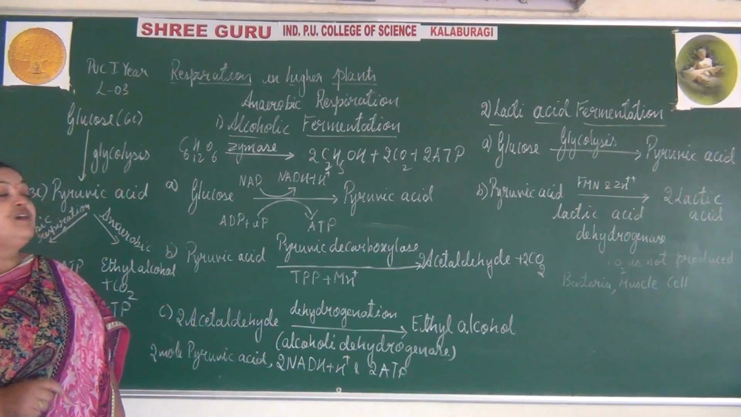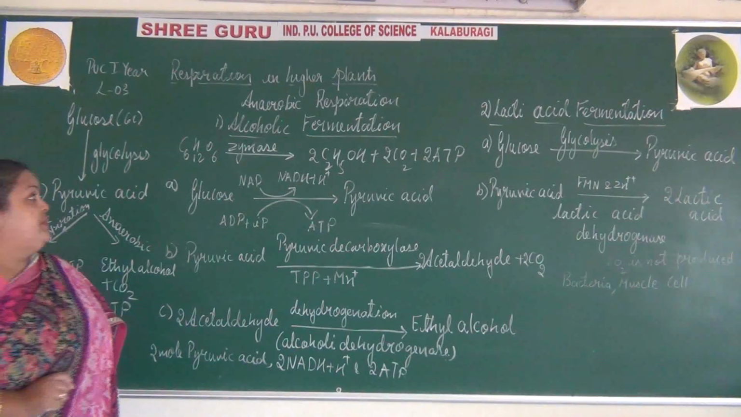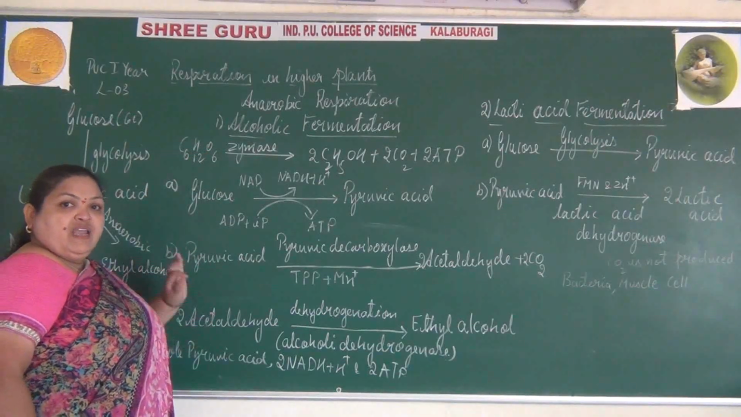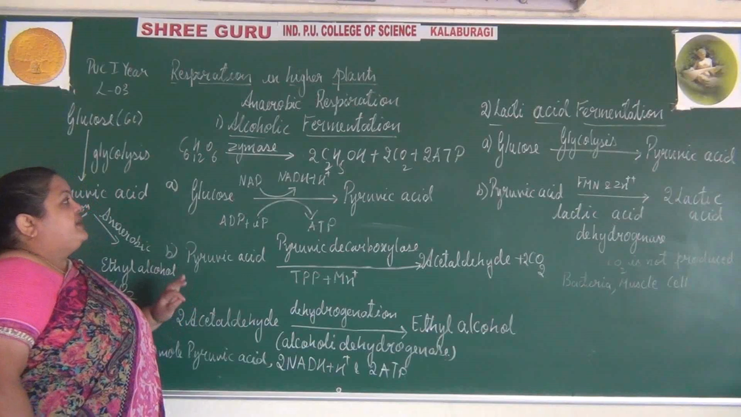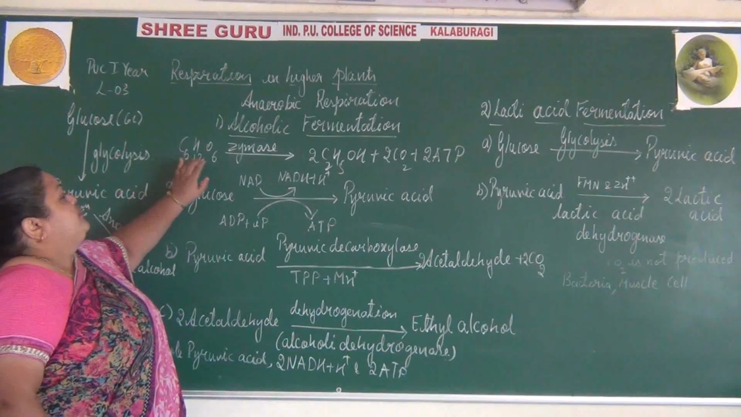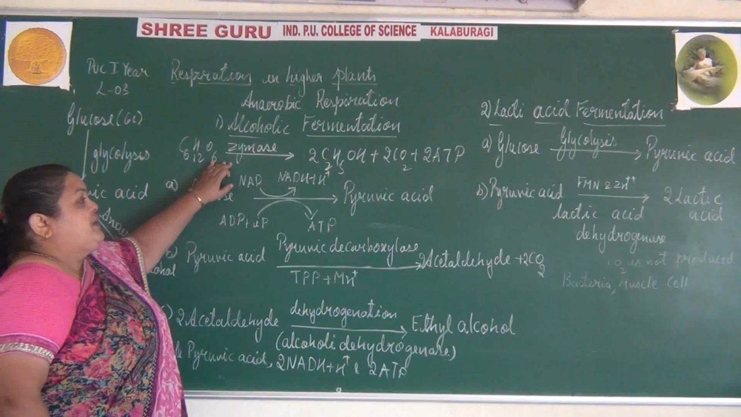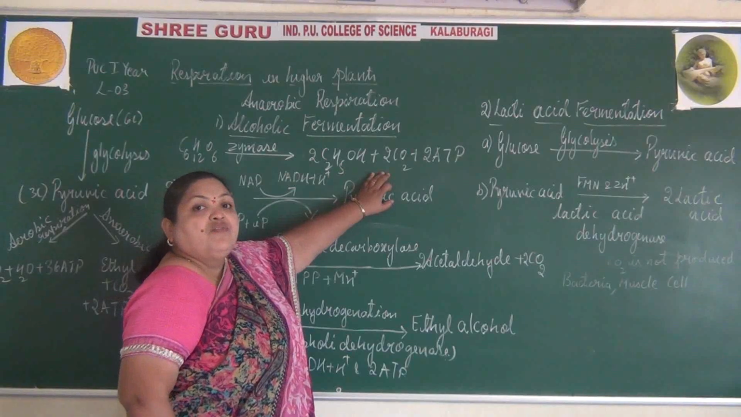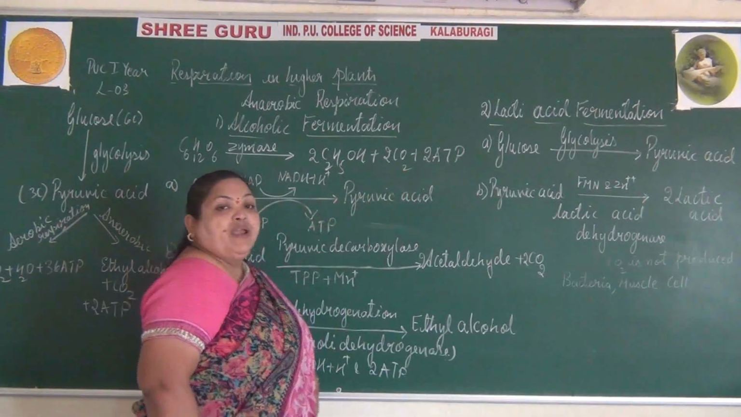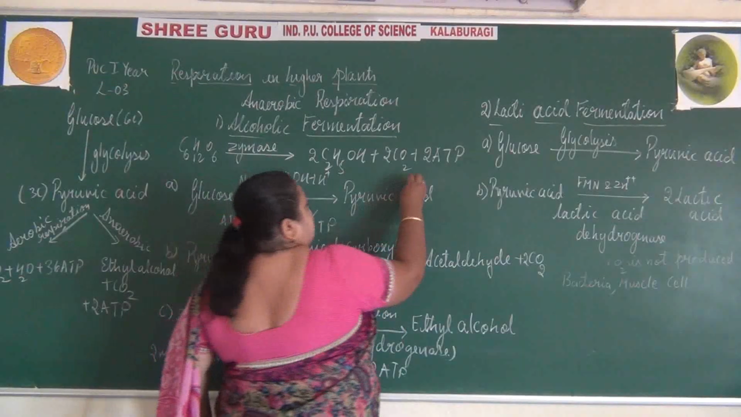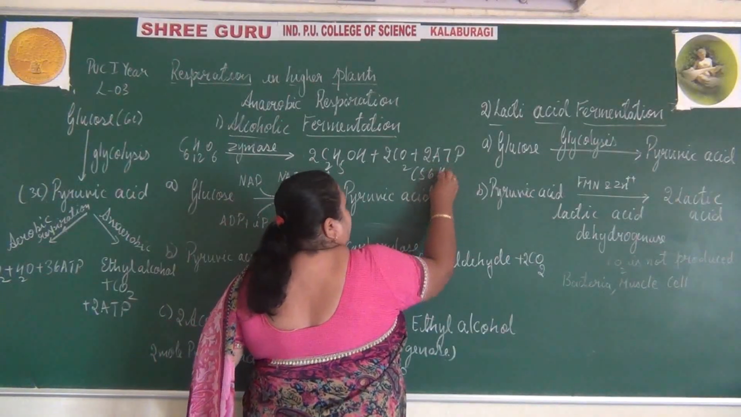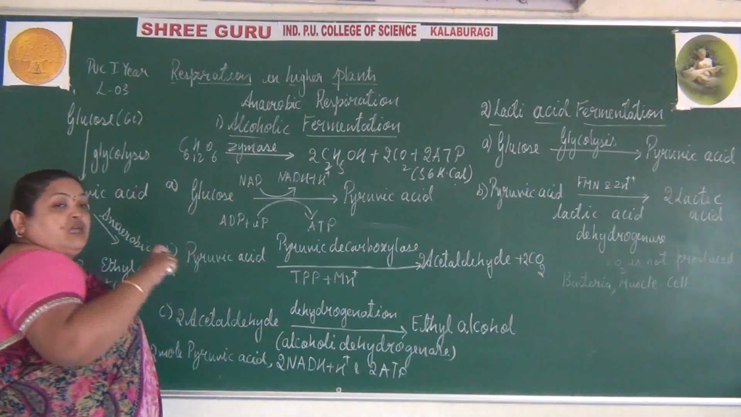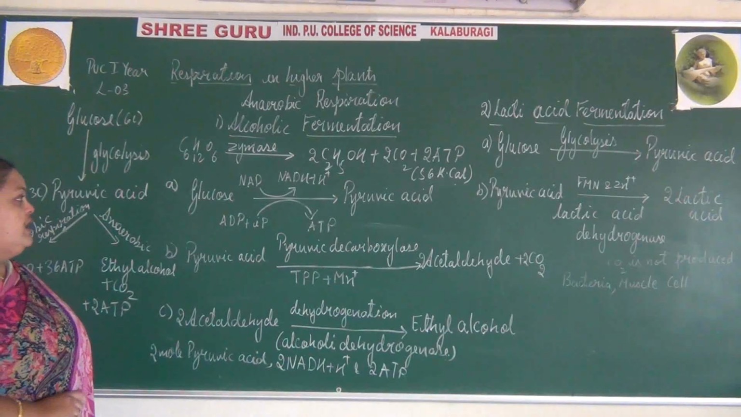So I will just repeat the reactions. Alcoholic fermentation, what is that? The common equation for alcoholic fermentation is glucose in the presence of the enzyme zymase forms ethyl alcohol with the release of carbon dioxide and two ATP molecules, which is equivalent to 56 kilocalories of energy. This is the overall equation of alcoholic fermentation.